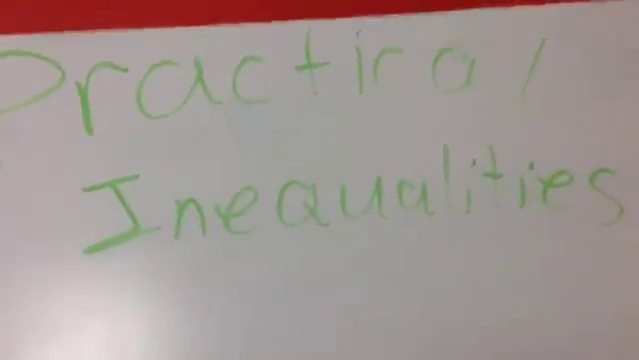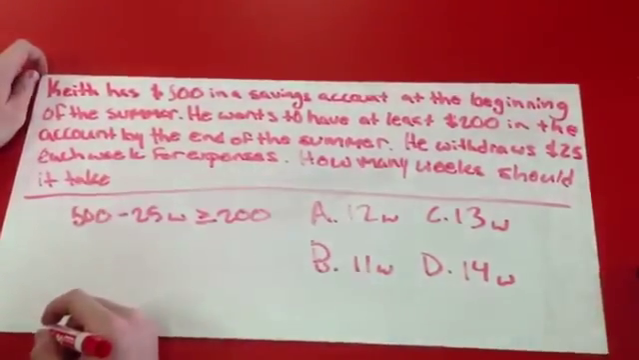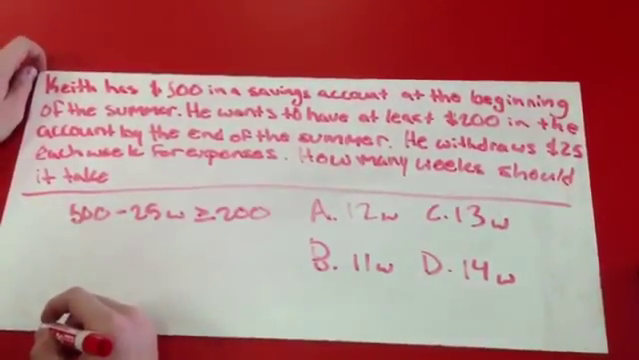Practical Inequalities featuring Noah, Patrick, and me. Keith has $500 in savings account at the beginning of the summer.